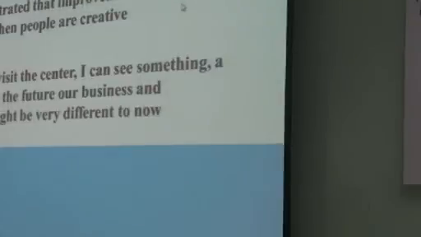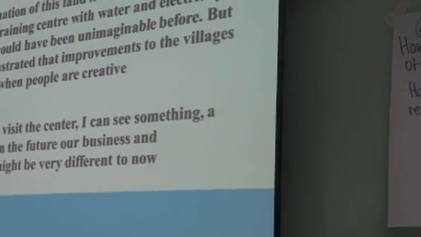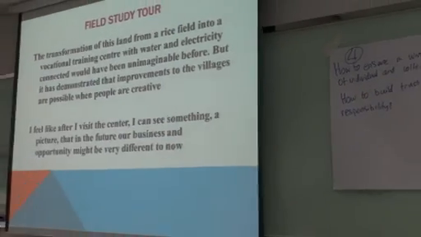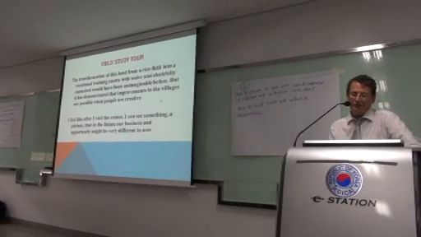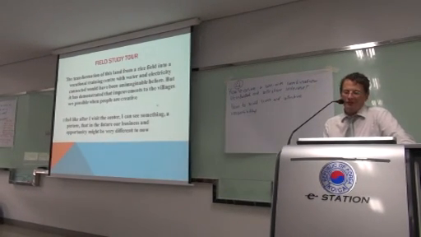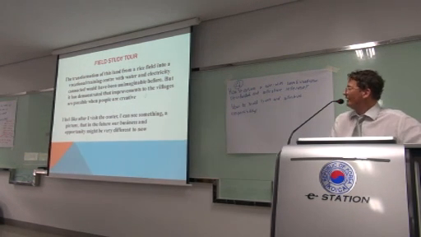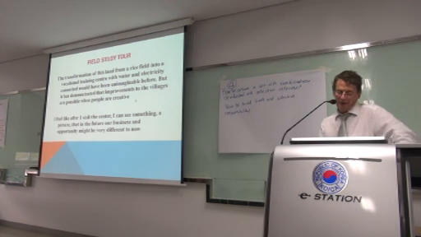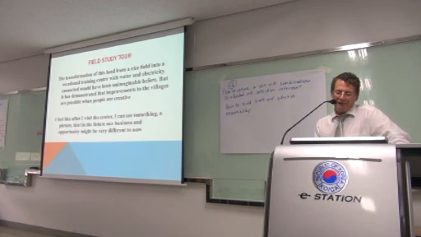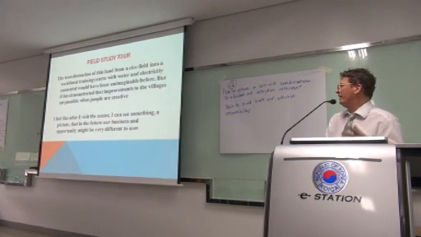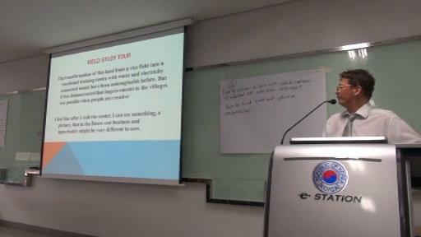The field visit was great, and it was very successful, and the villagers, I think, clearly enjoyed it. From one villager, we had the commentary: The transformation of this land from a rice field to a vocational training centre with water and electric would never have been imagined before. It demonstrates improvements are possible when people are creative. This is my translation, but I think it's more or less accurate. And another person has said, I feel like after I visited, I see something now, a picture in the future. Our business opportunity, it might be different in a few years from now.